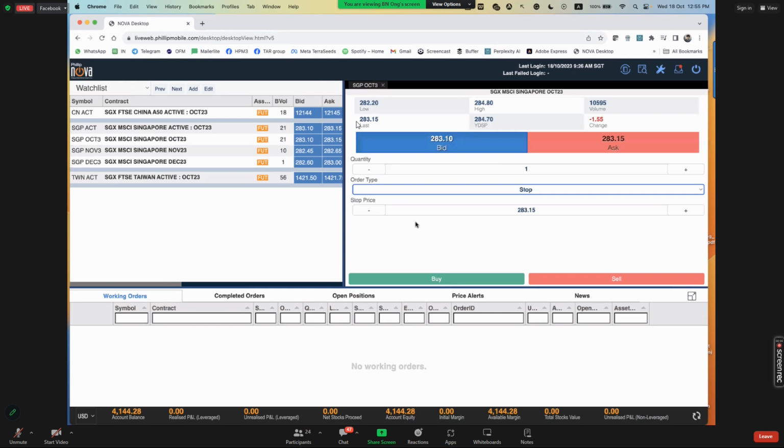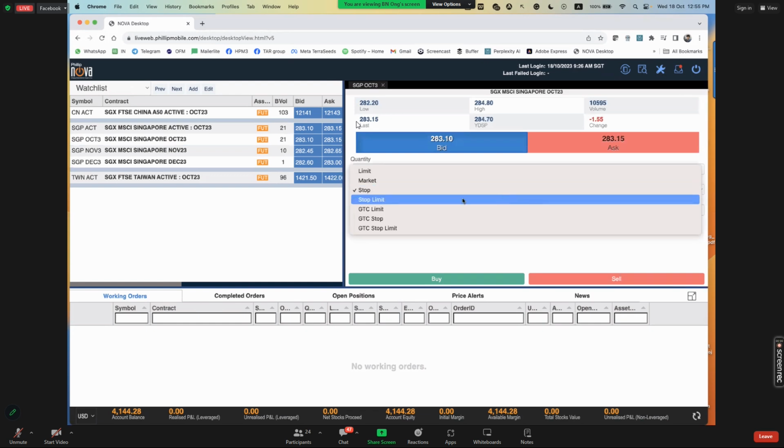What is a stop order? Stop order means that you put in a stop loss. So you say, okay, I have an existing trade and I shorted, and I would be putting this order as a stop loss. So you tell the system this is a stop order, right?